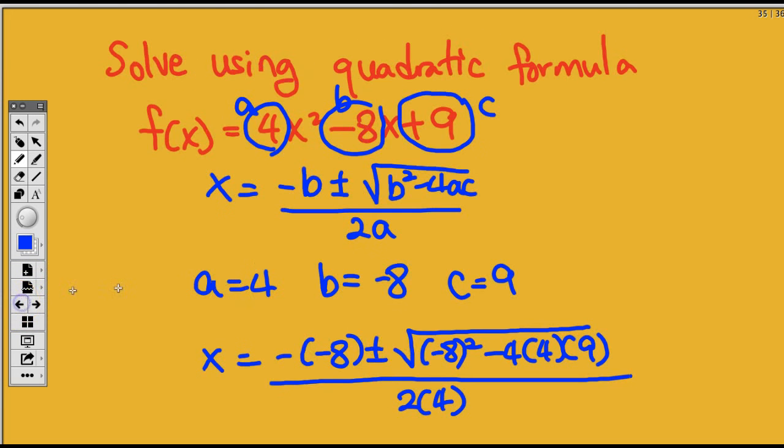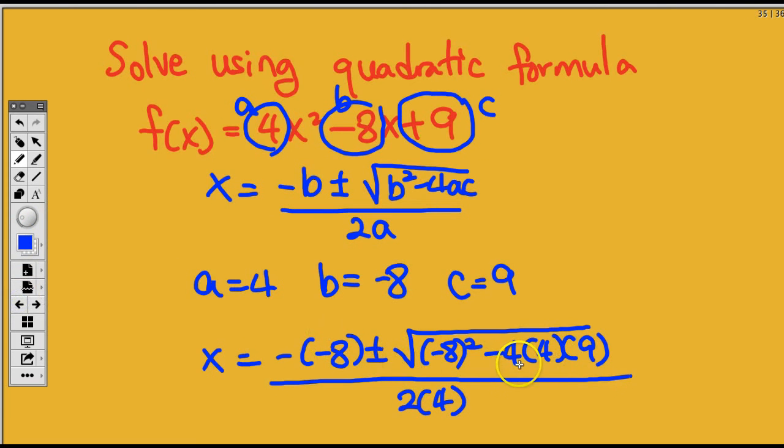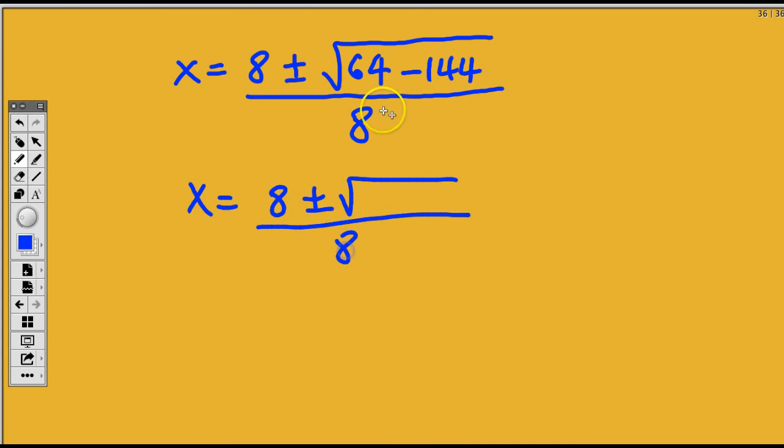Okay, now let's look inside the square root. Negative 8 squared is 64, so I put 64. Then let me go back. Negative 4 times 4 is negative 16, and negative 16 times 9 is negative 144. Okay, and now we're going to simplify inside the square root. So 64 minus 144 is negative 80.